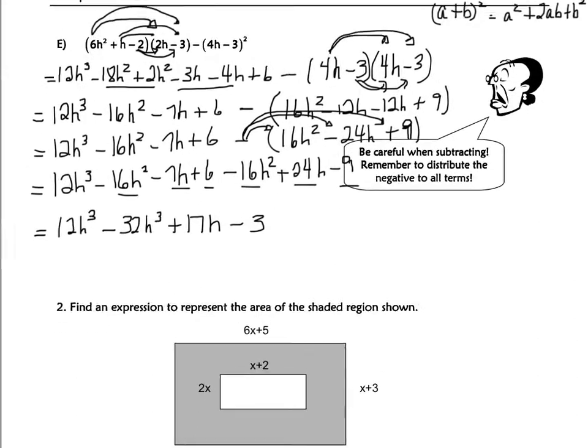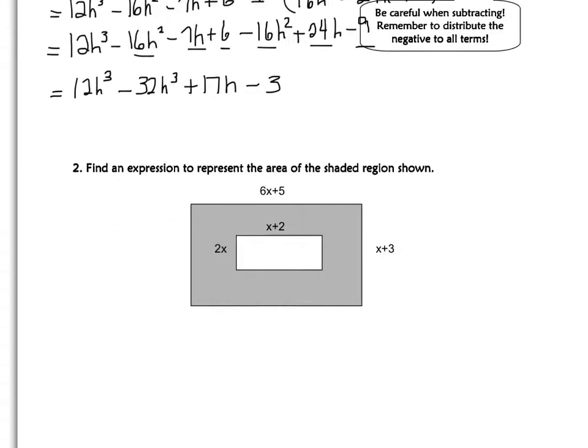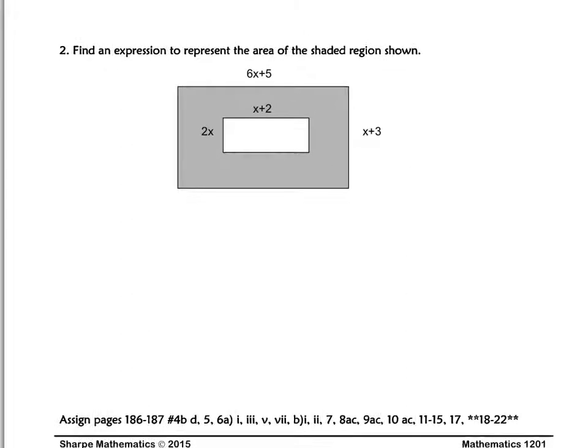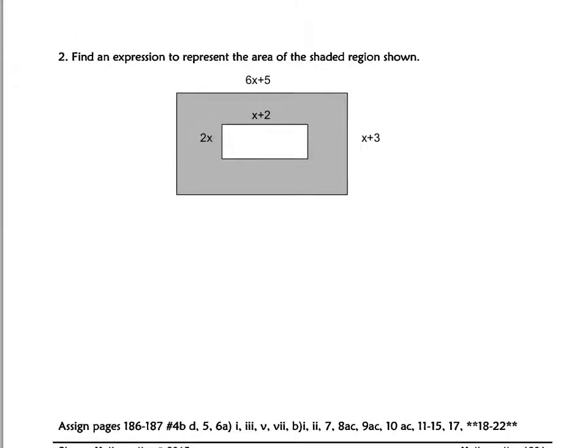Okay, so the last type of example you can have in this type of work is something like this, where you have to find the area of the shaded region. And basically what you have to do here is the area of the shaded region equals the area of the outside triangle or rectangle minus the area of the inside or smaller rectangle.